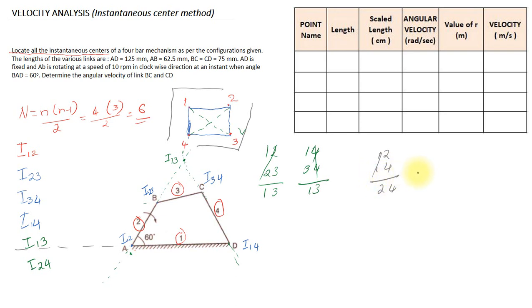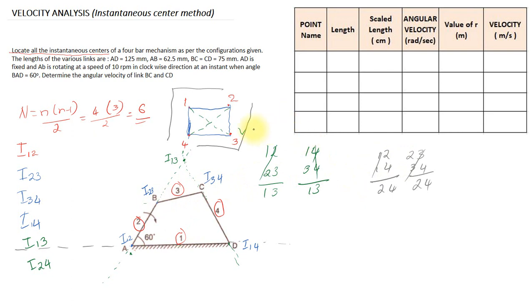I24. Similarly, I23 and I34, cancelling you will be getting I24. So I have drawn I12 and I14, and I have extended the line in both directions. I don't know whether it will come on this side or this side.